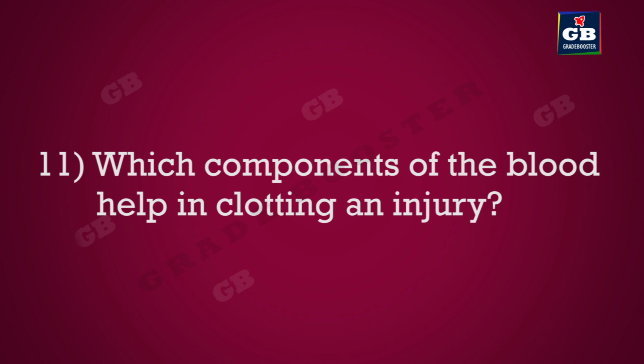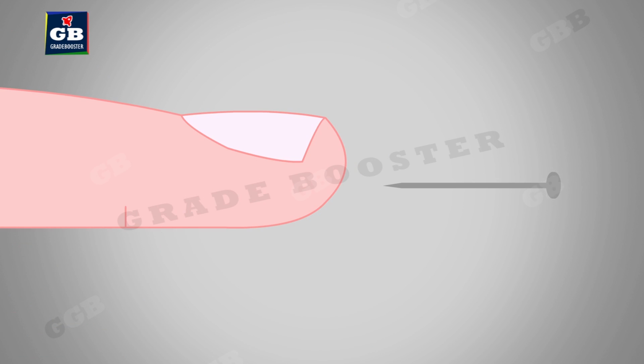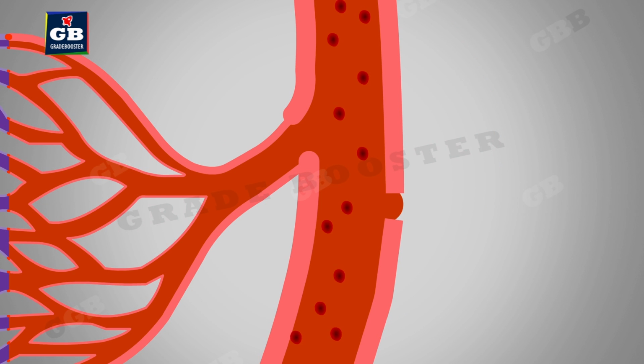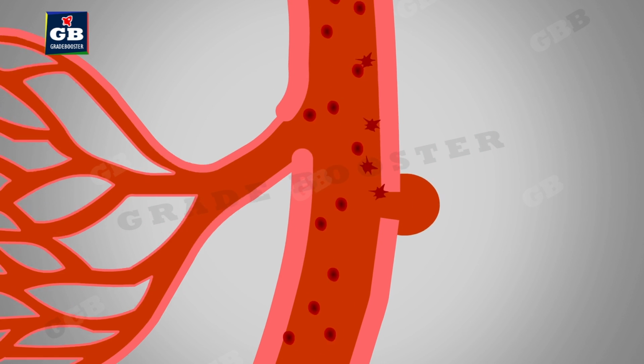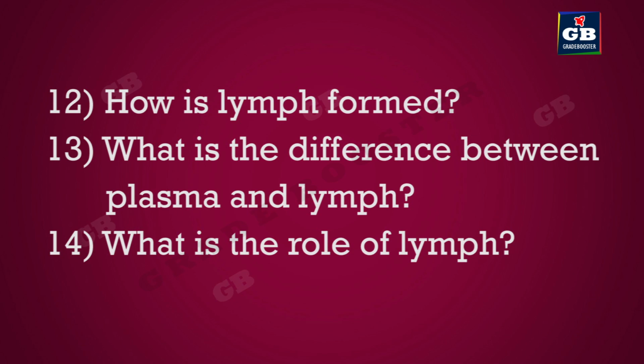11. Which components of the blood help in clotting an injury? The blood has platelet cells that circulate around the body. When there is a leakage in a blood vessel due to an injury, these platelets plug the cut and initiate the permanent clotting process.